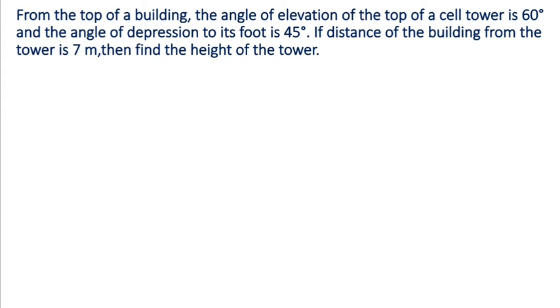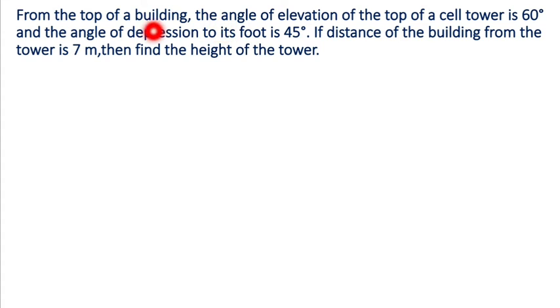By reading this problem, we have to understand that there is a building and a cell tower. From the top of a building, the angle of elevation of the top of a cell tower is 60 degrees. That means from the building top, we are observing the top of the cell tower, and here we are getting the angle of elevation. That means the cell tower is higher than the building. This is the important point here.